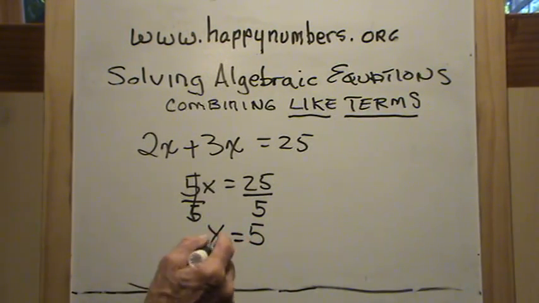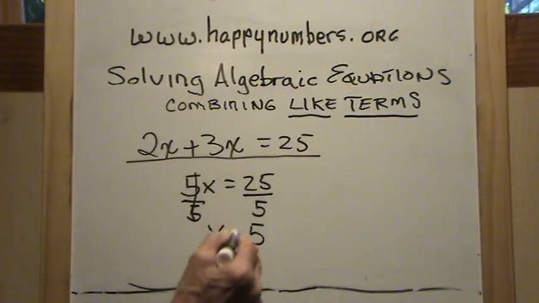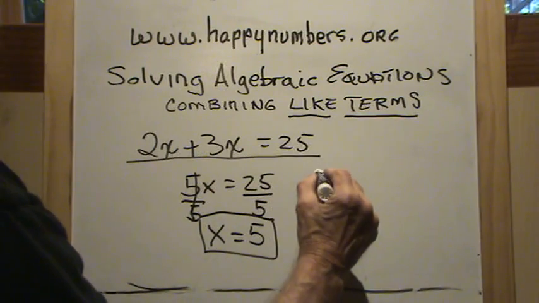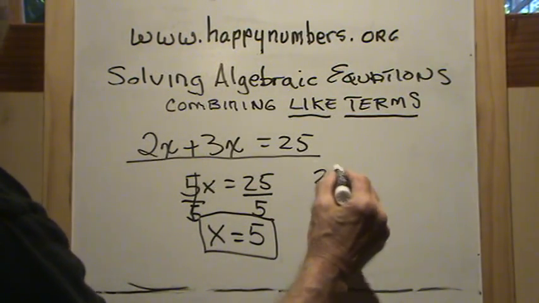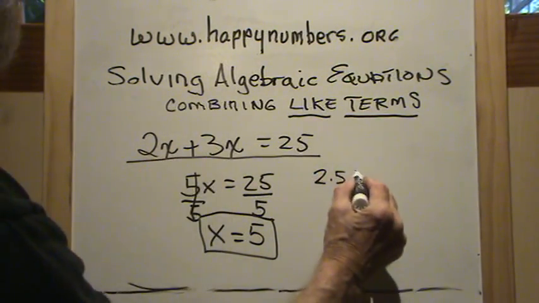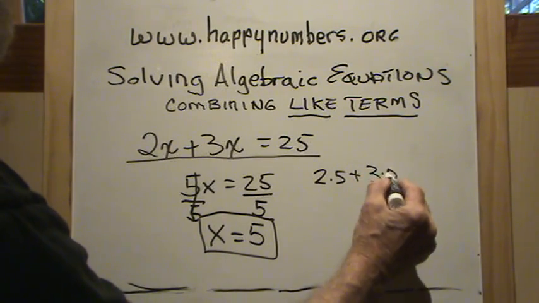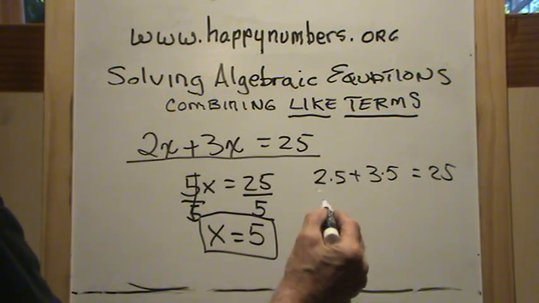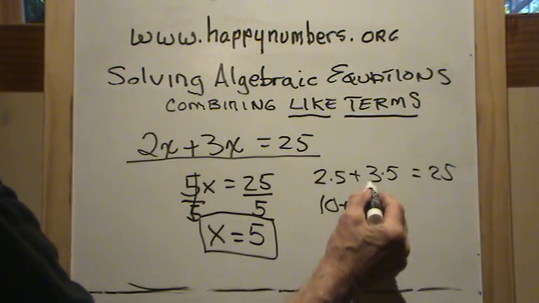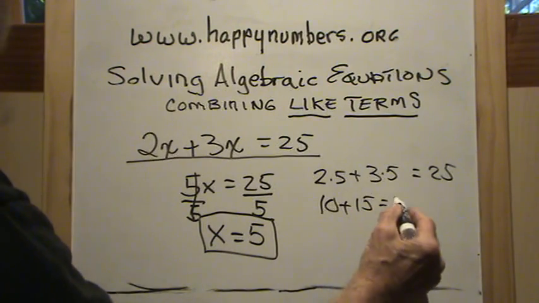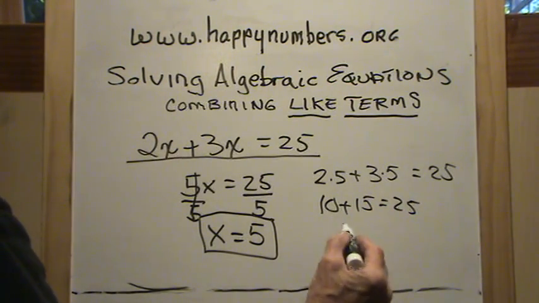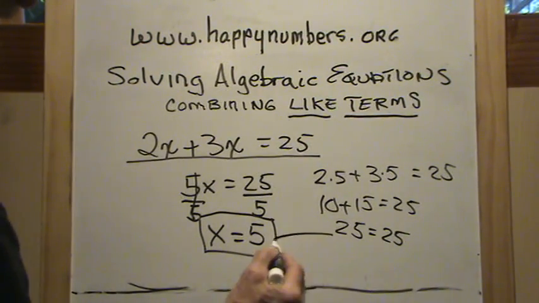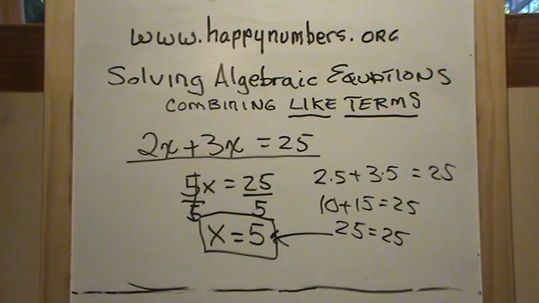Now if I go back to the original equation and if I substitute 5 for x, I have 2 times 5, plus 3 times 5, equals 25. Well, 2 times 5 is 10, plus 3 times 5 is 15, equals 25. 10 and 15 is 25, and so 25, 25, so our answer 5 is correct.